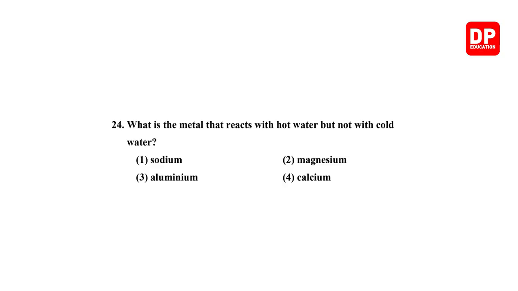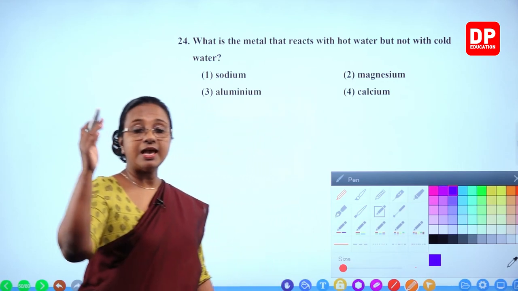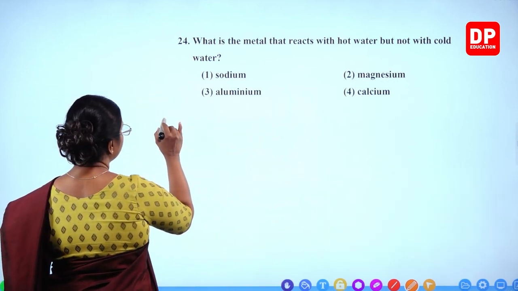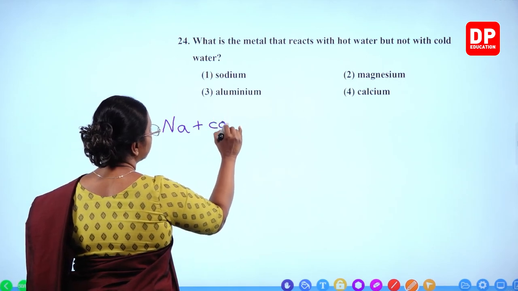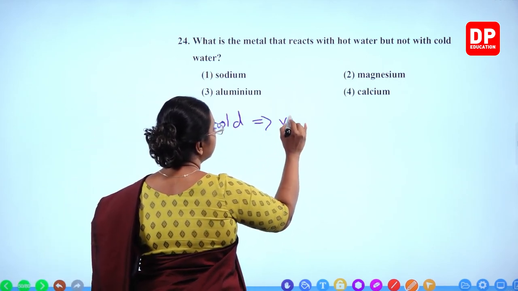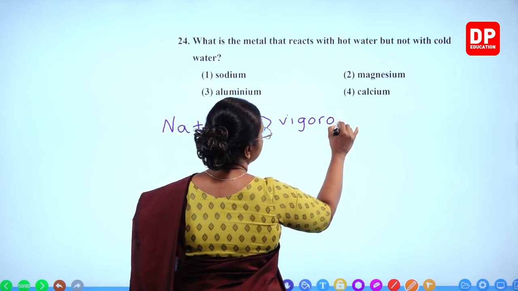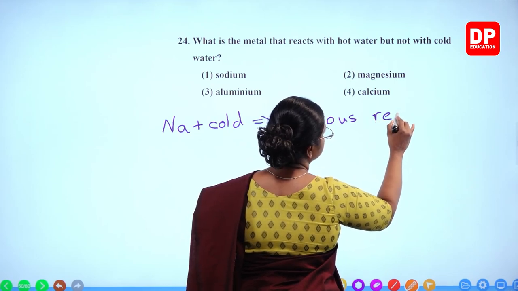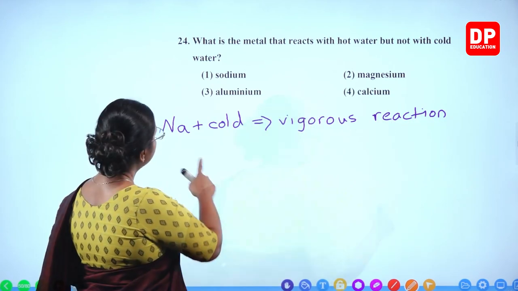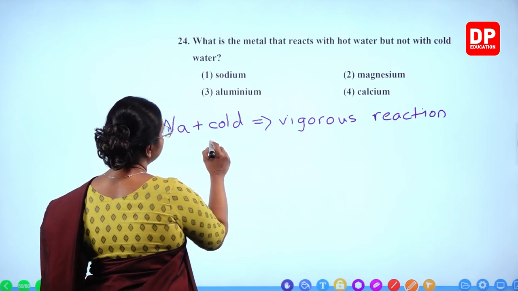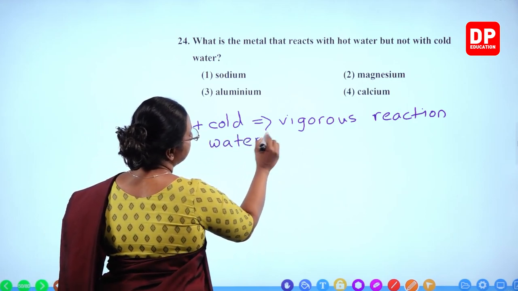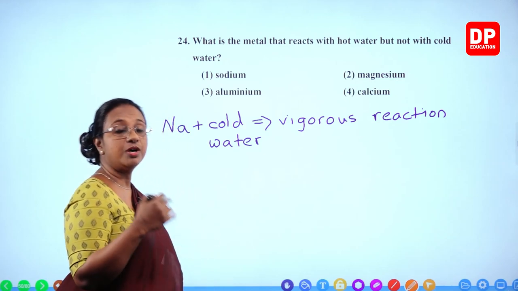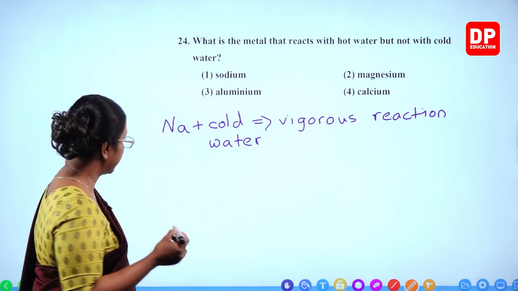24. What is the metal that reacts with hot water but not with cold water? Now you can remember, students, the reactivity of metals. If we take sodium, even with cold water, it is a very vigorous reaction. So, like I told you all, students, sodium with cold water itself, it is a very vigorous reaction. You all know hydrogen is evolved and sodium hydroxide is produced.